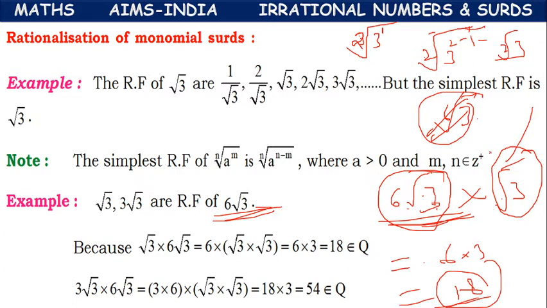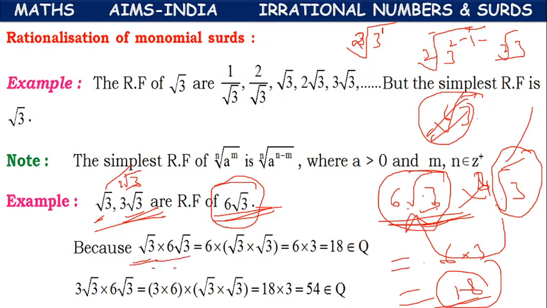Like this, all multiples of root 3, instead of root 3, I can take 2 root 3, 3 root 3, 4 root 3, like that. I can take many surds like this, which will be considered as rationalizing factors of 6 root 3. First, we have to find one rationalizing factor. After that, we can have infinitely many rationalizing factors: 2 root 3, 3 root 3, 4 root 3. All these are rationalizing factors of 6 root 3.